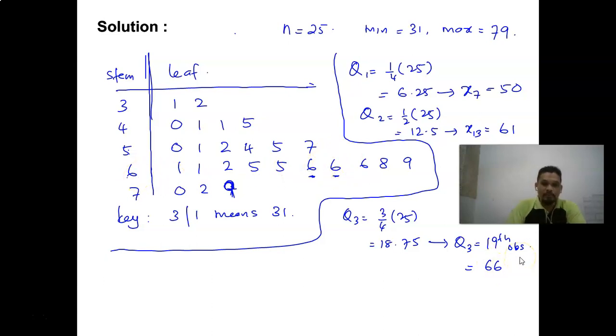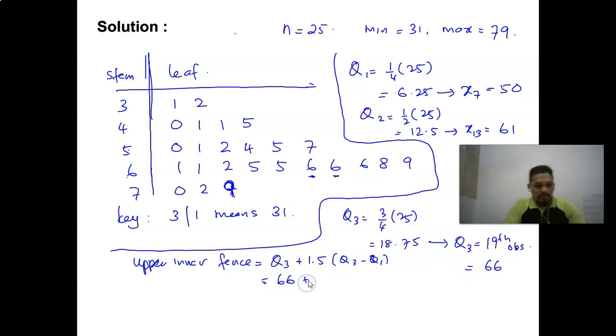Okay. So then the upper inner fence equals Q3 plus 1.5 times Q3 minus Q1. Okay, where Q3 equals 66 plus 1.5 times 66 minus Q1, which is 50. And this gives you 90.